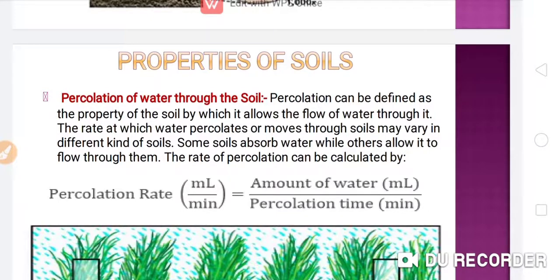The rate of percolation can be calculated from this formula: percolation rate equals amount of water upon percolation time. Here the units are given, that is milliliter upon minute. So here is the unit for the rate of percolation.